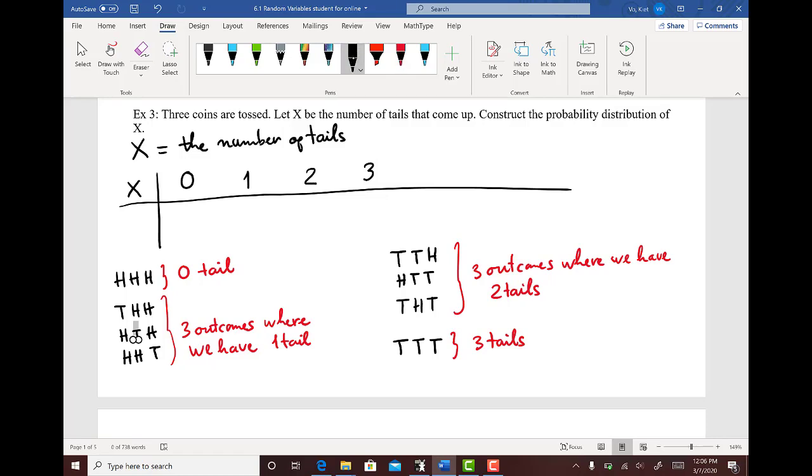So we use this notation P of x. Well, you've seen this notation before. We discussed P here stands for probability. So the probability of obtaining a specific outcome. So the first one would be what is P of 0, which means what's the probability of getting 0 tail when you're tossing 3 coins.